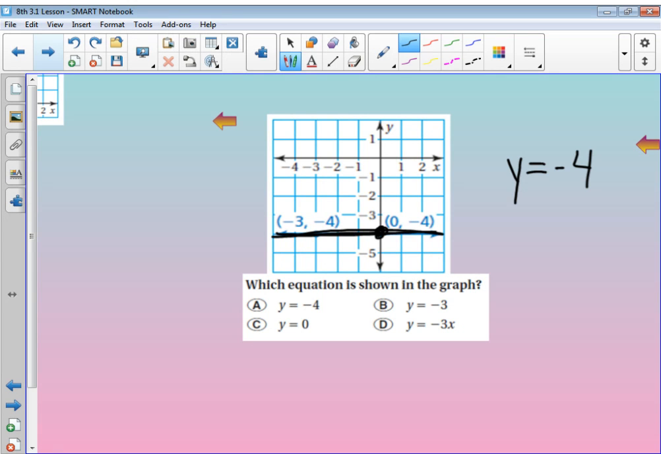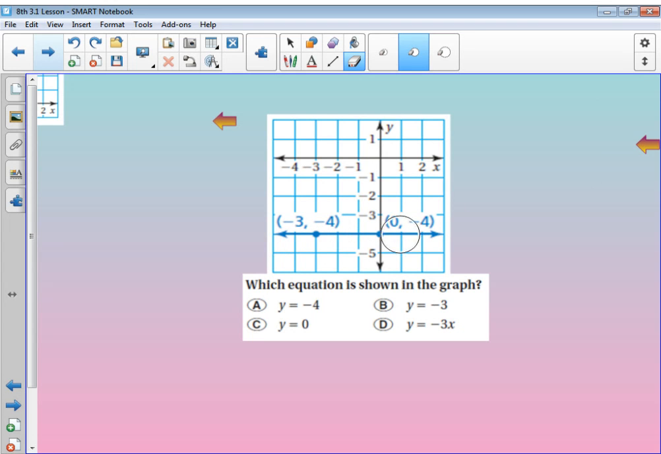Okay, so that's just kind of reviewing and reminding you that when you have a straight line across, it is crossing the y line, so you'll still have a y, but there's no slope, so you don't include a slope portion of it.